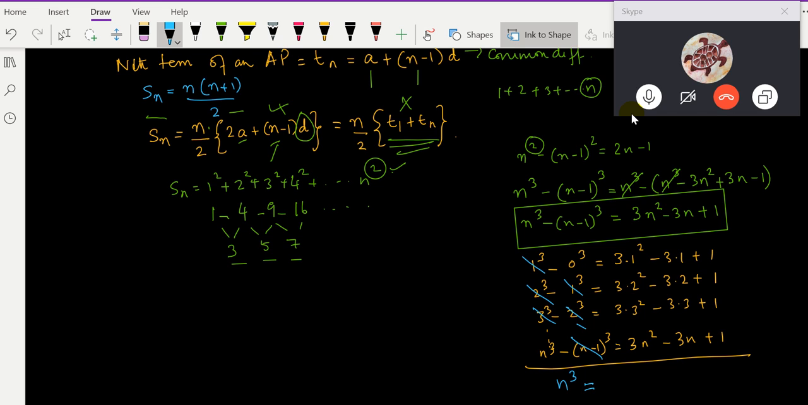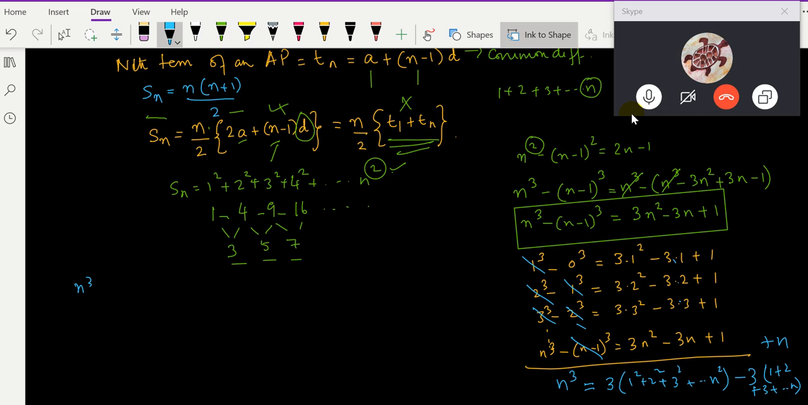is equal to 3 into 1 square plus 2 square plus 3 square up to n square. This is what I'm trying to find out, right? Minus 3 into 1 plus 2 plus 3 up to n. What is that? Plus n, 1 plus 1 plus 1, n times, plus n.